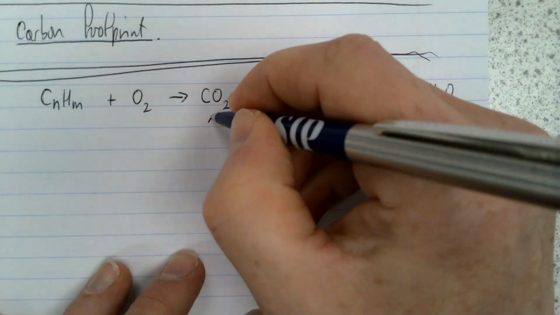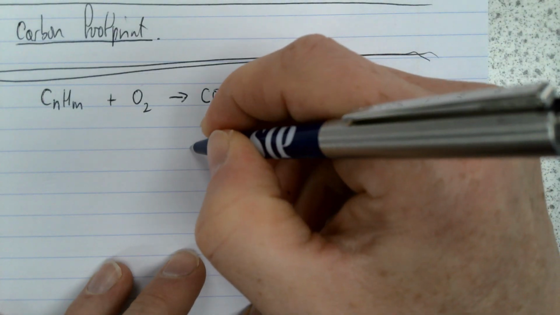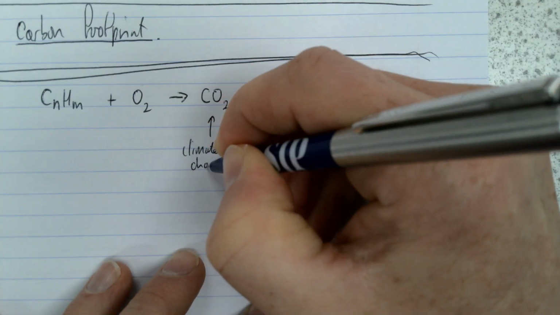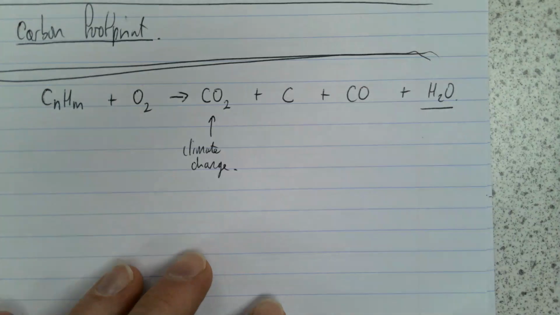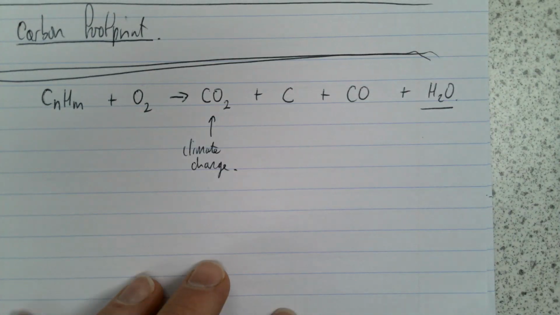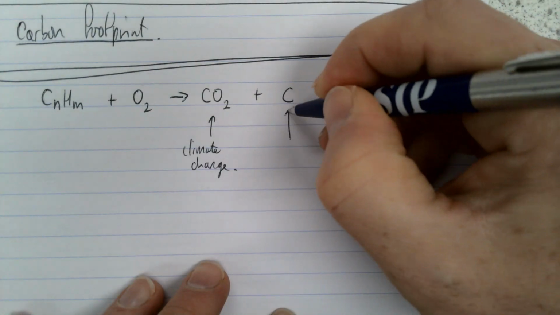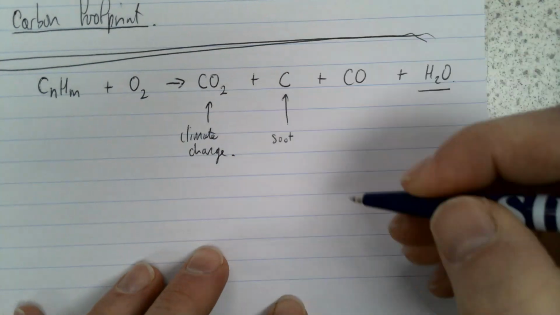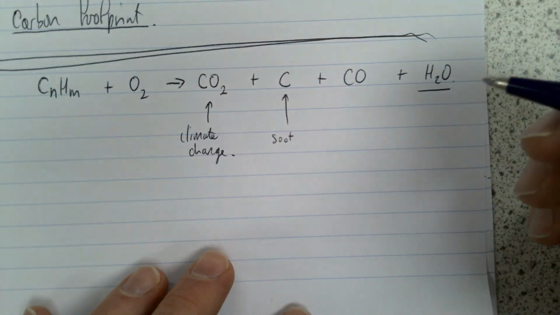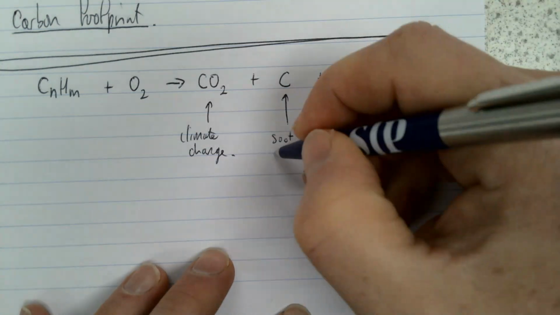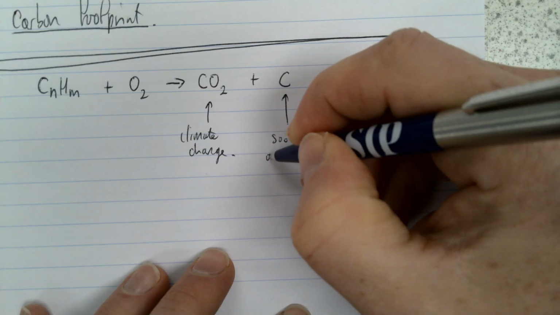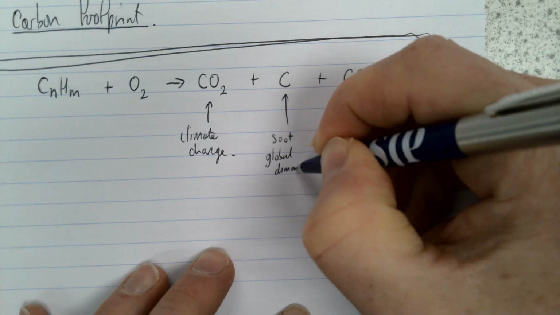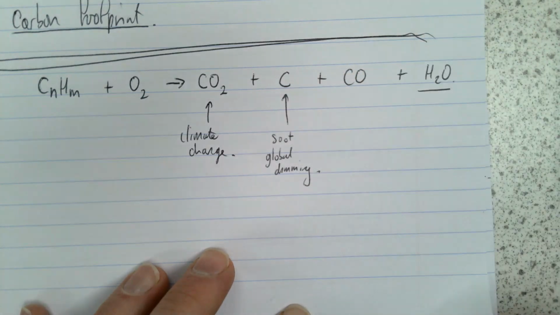So carbon dioxide, of course, is linked with climate change, or the enhanced greenhouse effect, if you like. So too much carbon dioxide in the atmosphere and all the consequences of that. Soot, or amorphous carbon, if you like, is linked to global dimming. These are all kind of one-mark answers, but you need to know them.